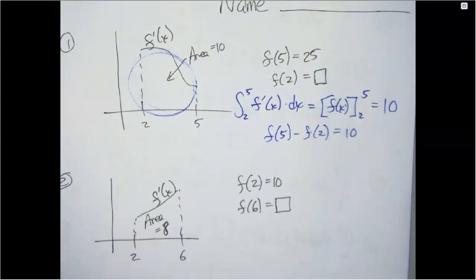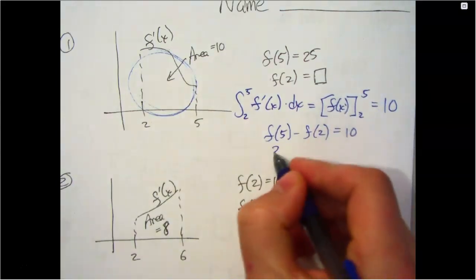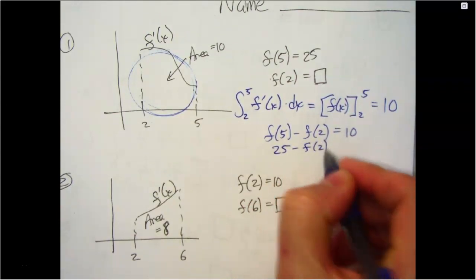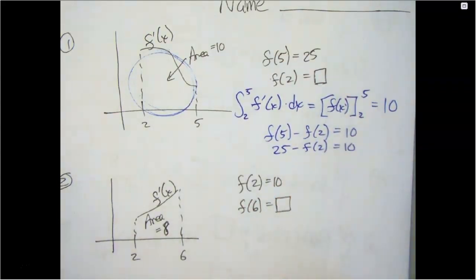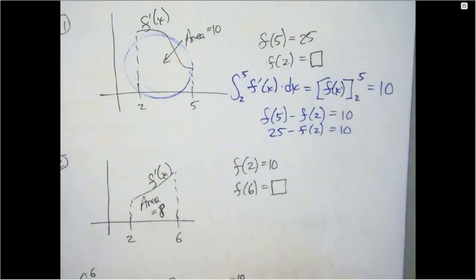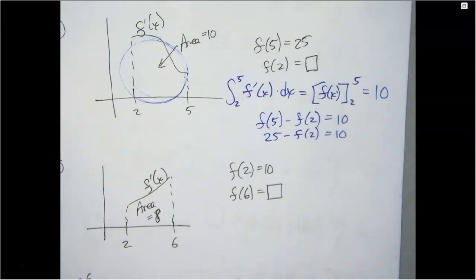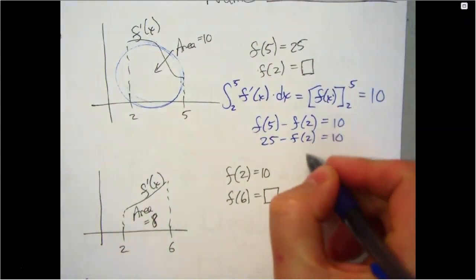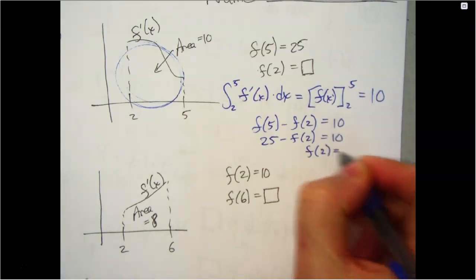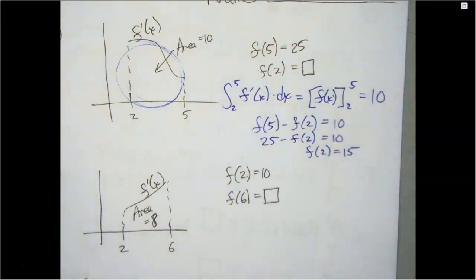You with me? See what I'm doing? So what's F of 5? 25. F of 2 is what I'm looking for. And that equals 10. So then it's basically like 25 minus what gives you 10? Well, doesn't F of 2 have to equal 15? Yeah. It's not funny, Devin.